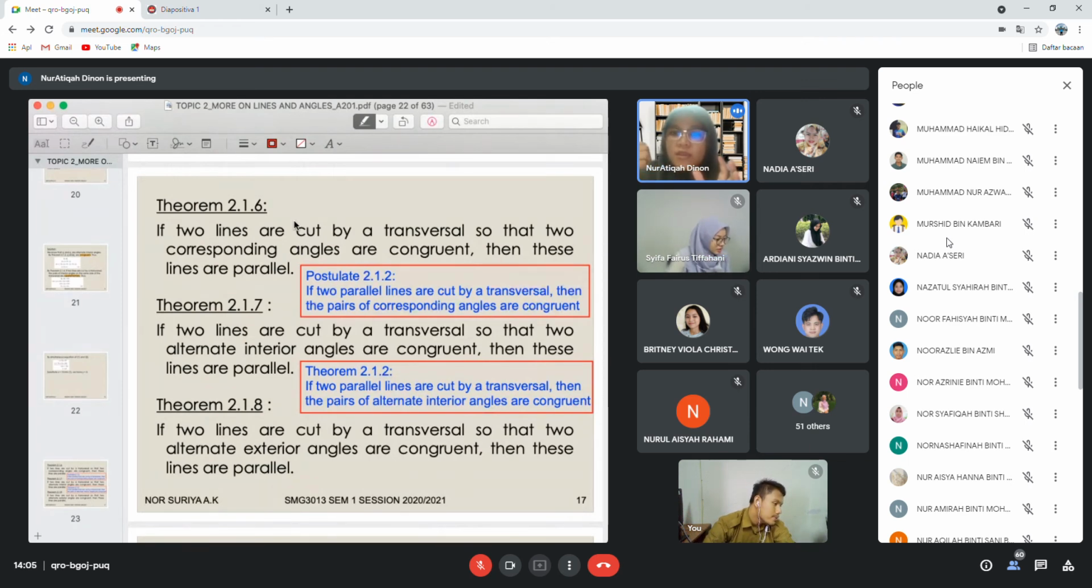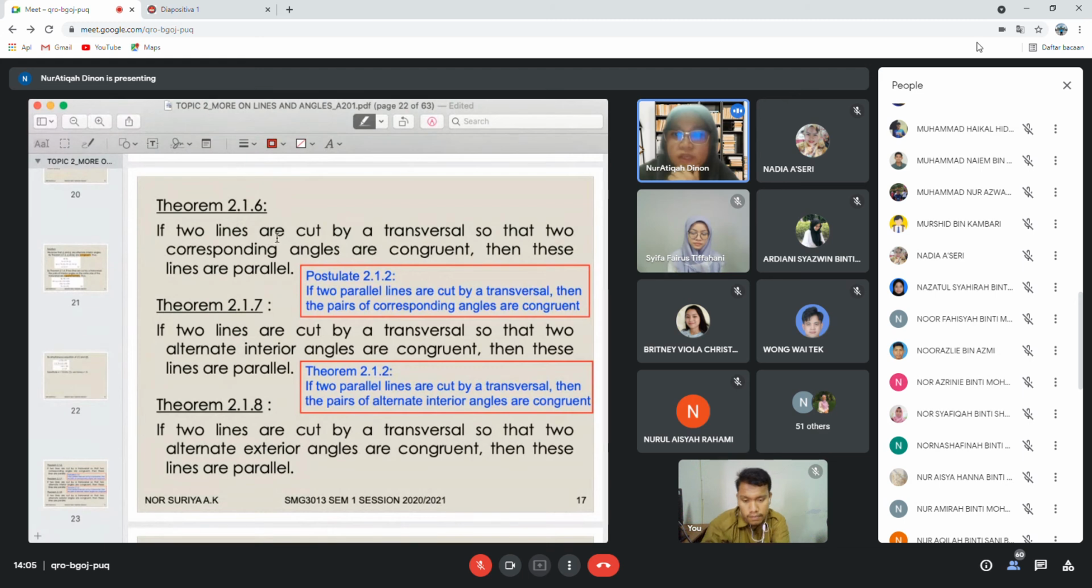But the thing is, list of theorem tu dia try to prove the angle relationship. So now we talk the other way around. The theorem is the other way around because we want to prove these lines are parallel. So in the next 5 theorems, you will see the second statement or the last statement will be then these lines are parallel. Okay, so let's look at the first theorem, 2.1.6.